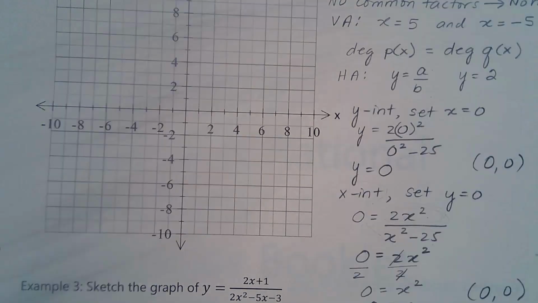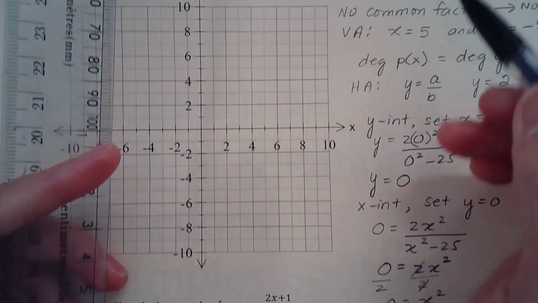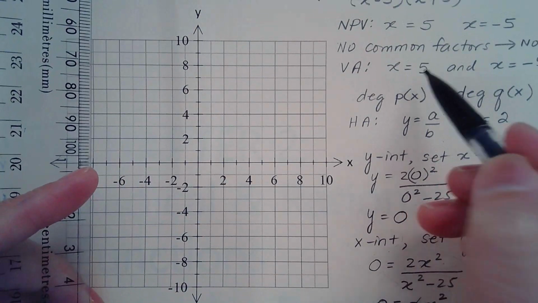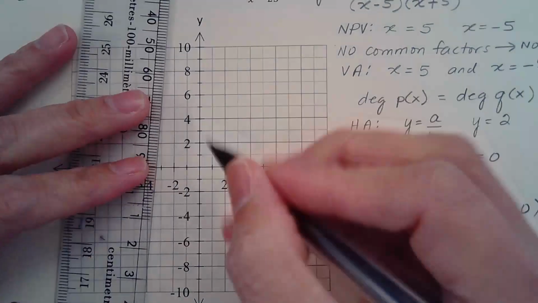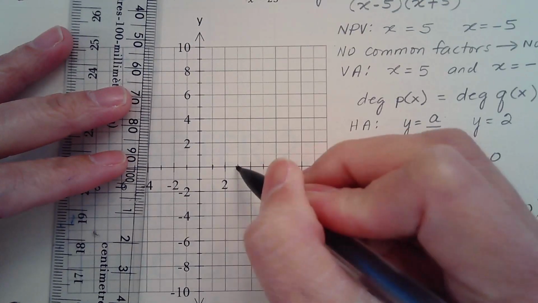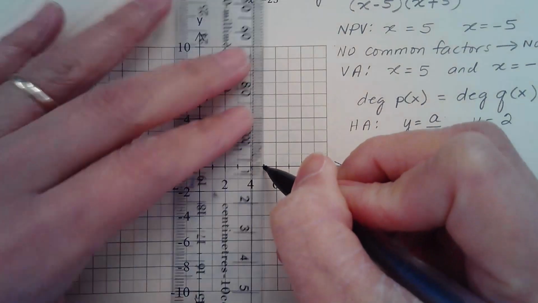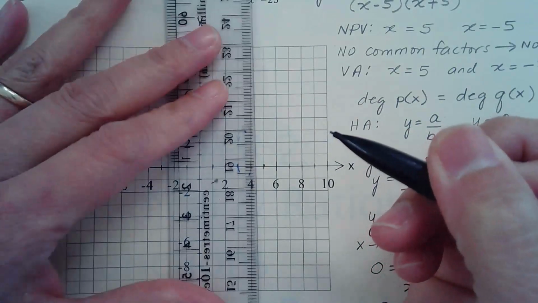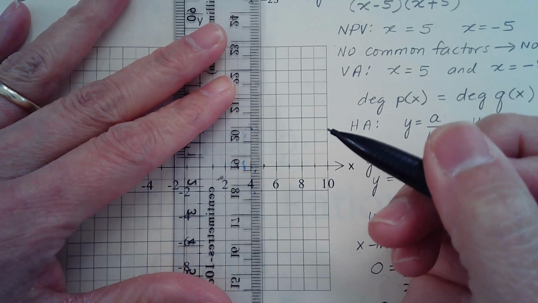Okay. So what do we have? Vertical asymptotes at 5 and negative 5. So this is 1, 2, 3, 4, 5. Okay, so that's going to be our vertical asymptote.